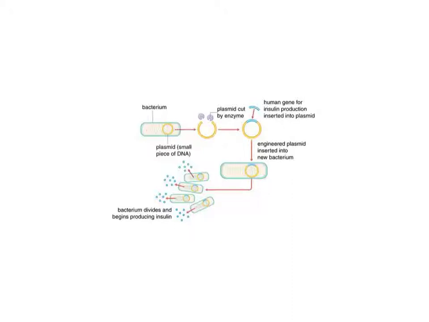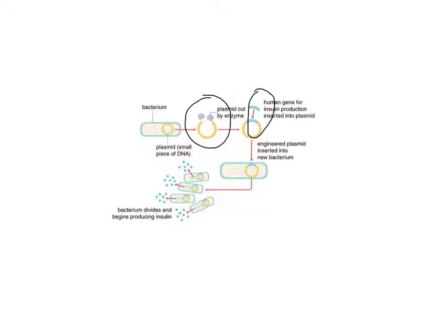that contains a plasmid. Now, a plasmid is just a loop of DNA that's found within many bacterial cells. We would take that plasmid out of the bacterial cell and cut it with an enzyme. This is done using a certain group of enzymes called restriction enzymes. We would then insert the human insulin gene into that plasmid. That plasmid can then be inserted into the bacterium.